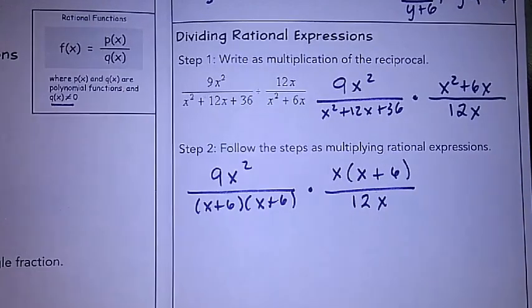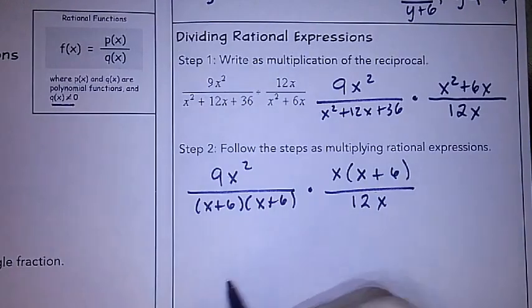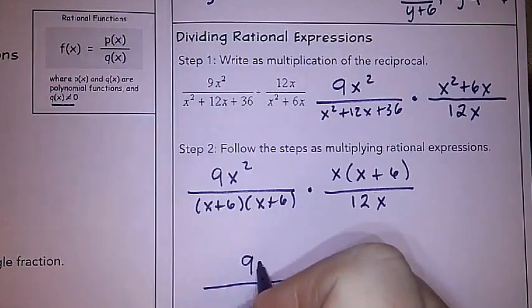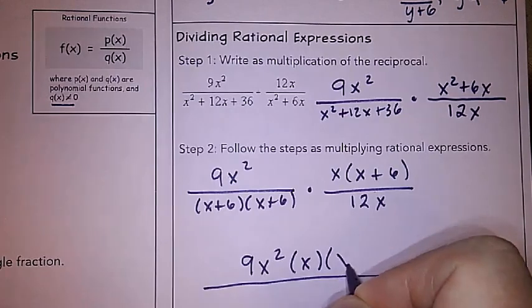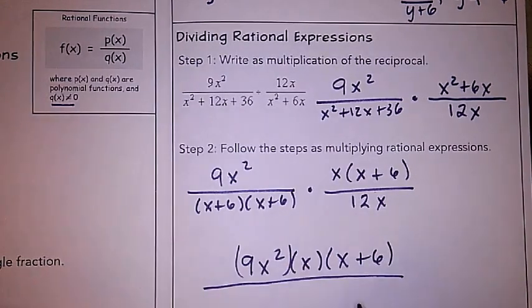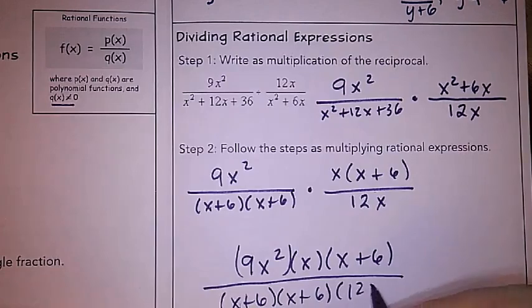Now we are going to do step 2, where we rewrite the problem as a single fraction, large fraction bar. 9x squared times x plus 6. In the denominator, we have x plus 6, and 12x.